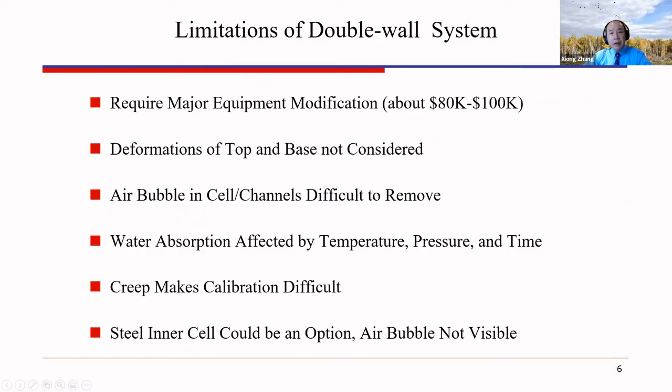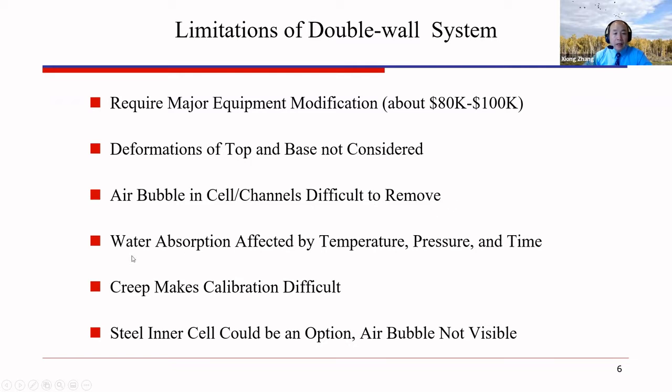The limitation of the double wall system is it requires major equipment modification. Normally, it takes about 80,000 to 100,000 US dollars to modify the equipment into a double wall system. And sometimes at the top and the base, there is a deformation and we cannot consider it, right? There could also be air bubbles inside the cell or inside the channel, which are difficult to remove.